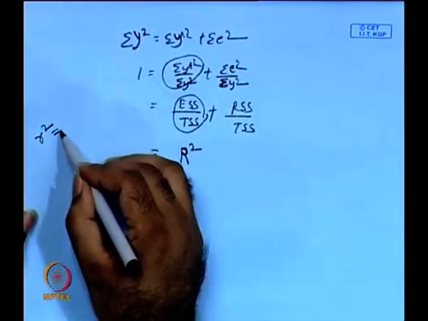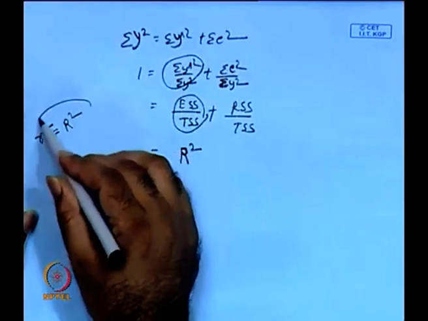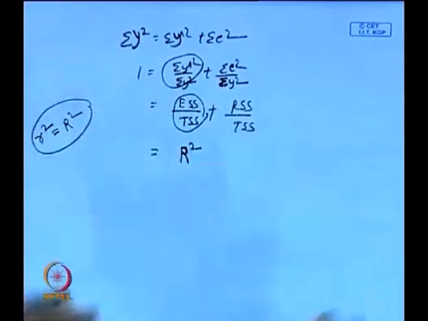So, that means small r square and capital R square are both the same in the case of the bivariate model. In the bivariate model, the coefficient of determination and the square of the correlation coefficient are similar. That means they are the same, but the interpretation is somewhat different.